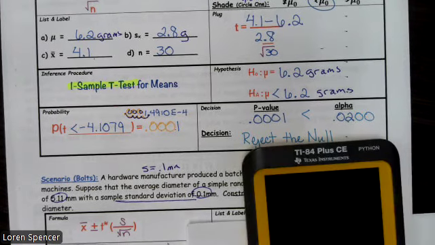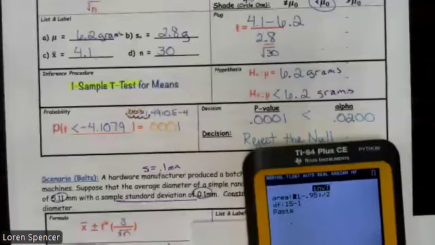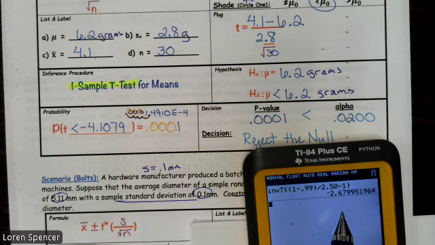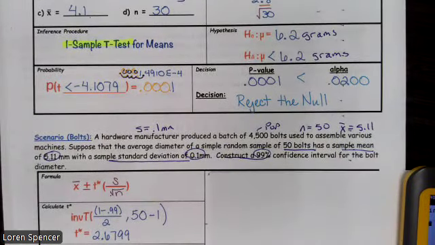To find t star, we're going to go 2nd Vars, invT, parenthesis 1 minus 0.99, close the parenthesis, and divide by 2. Degrees of freedom has the formula n minus 1, so in this case, it's going to be just 50 minus 1. Press enter a couple times, and we end up getting 2.6799. Please choose to use the positive. So this is what that looks like right there. All right, so now we have our t star.